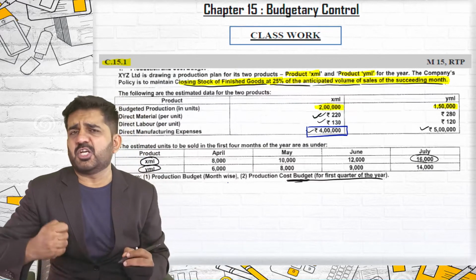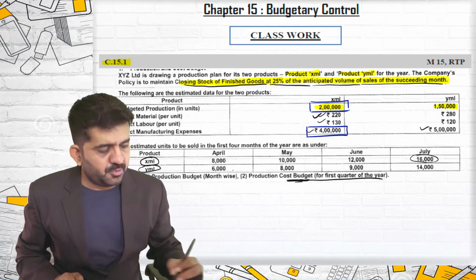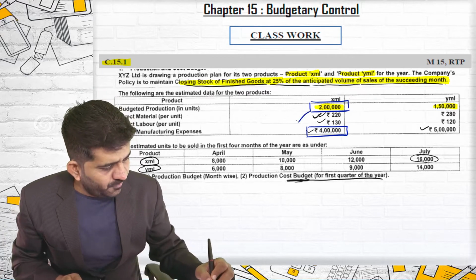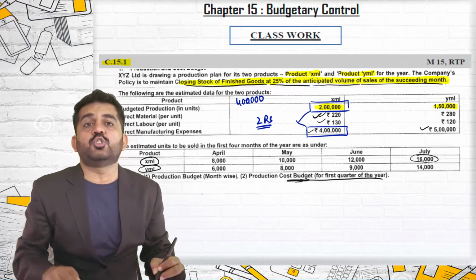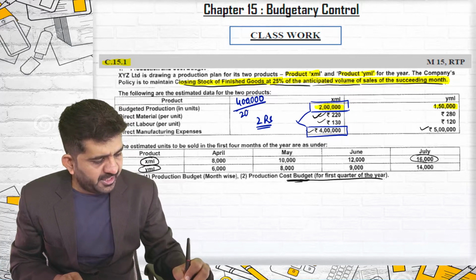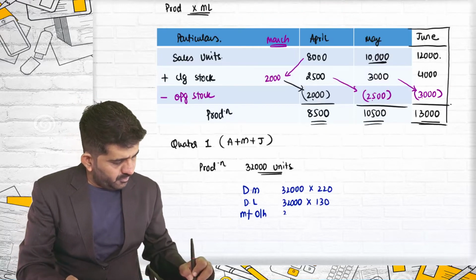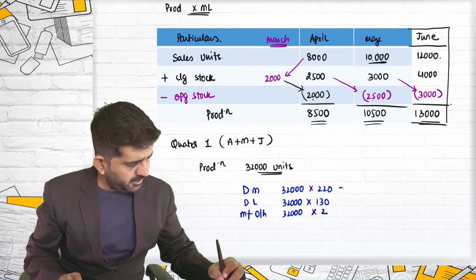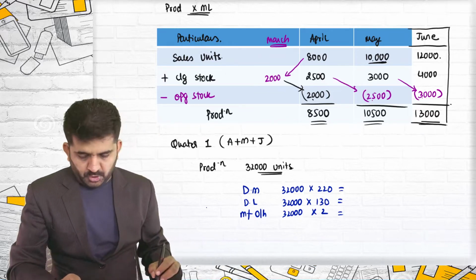4 lakh. Manufacturing cost is manufacturing overhead. And what is your budgeted production units? 2 lakhs. So for each unit produced, you will absorb 2 rupees. How 2 rupees? 4 lakh total cost is to be absorbed over 2 lakh units, so for 1 unit, you will be absorbing 2 rupees. So for 32,000 units, you will be absorbing 2 rupees per unit.